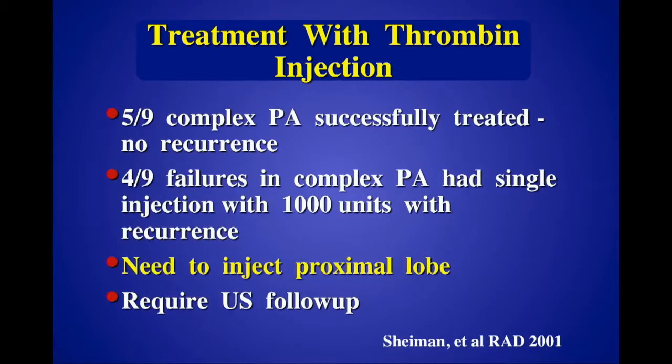But in his group of complex multilocular pseudoaneurysms, 4 out of the 9 were failures because it required more than a single injection. He concluded after reviewing these cases that he should be injecting the most proximal lobe, because if you can knock that out, then you can thrombose the entire collection. That's really the optimal strategy when you have a complex pseudoaneurysm. For these cases, he recommended ultrasound follow-up because he felt they were more complex. In my series, we always do follow-up, and I'll show you why in just a few moments.